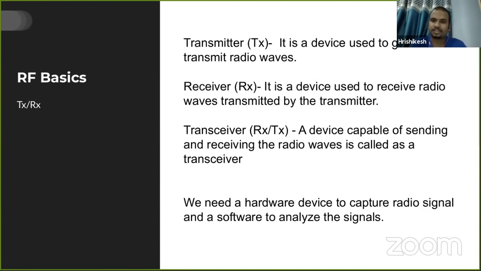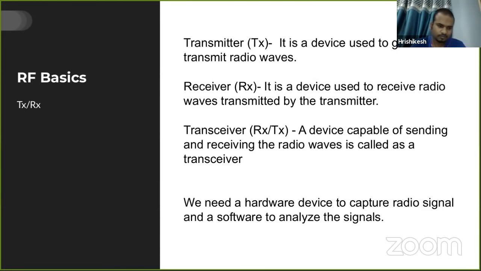Receiver. A receiver is a device which is used to receive the waves transmitted by a transmitter. There is also something called a transceiver. A transceiver is a device capable of sending and receiving radio waves, both. It can send and it can receive both. That is the reason why it is called a transceiver. And we need a hardware device to capture radio signals, and software to analyze the signals as well.